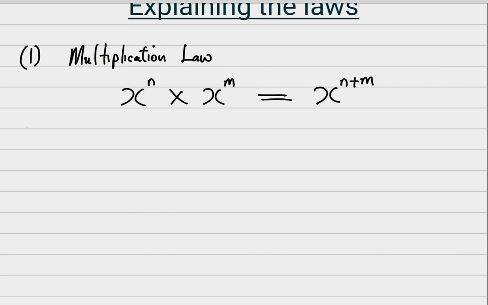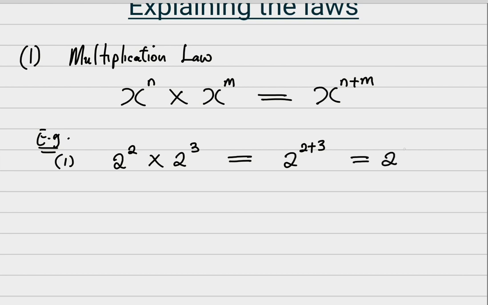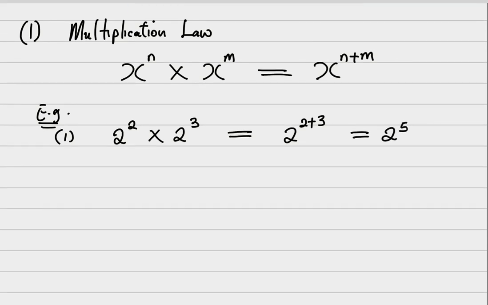Now, example, we'll start with the first one. If I have 2 raised to power 2 times 2 raised to power 3, my answer will be, since the bases are the same, 2, then it's going to be 2 plus 3. So the answer is 2 raised to power 5. That is what it is.